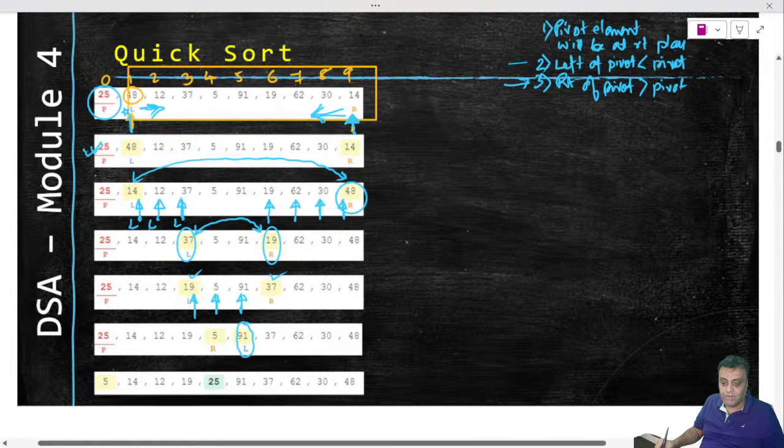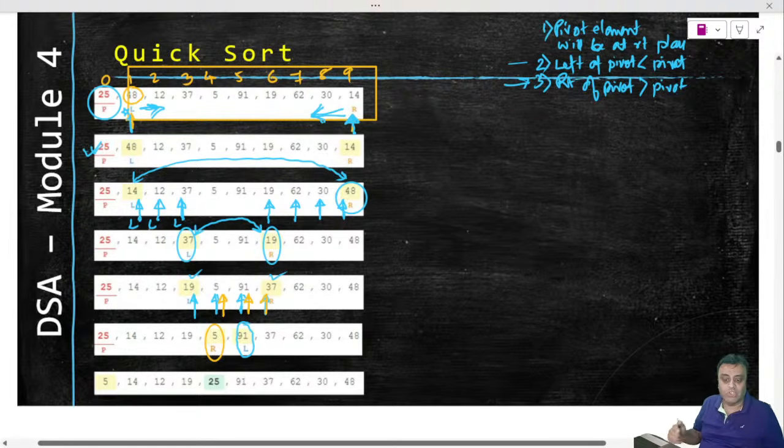The right pointer, on the other hand, it will move from 37. It starts to move. So the right pointer will come from here. It will start to move from here. 37 is greater than 25. 91 is greater than 25. 5 is less than 25. So it will stop at 5. It will not move because 5 is less than 25. So now you see the right and the left have crossed each other.